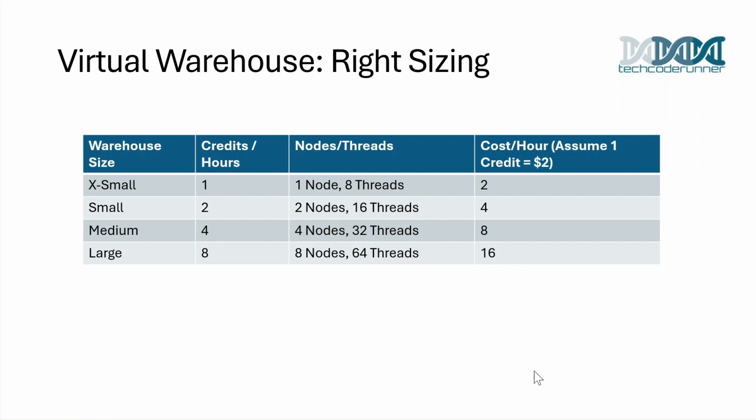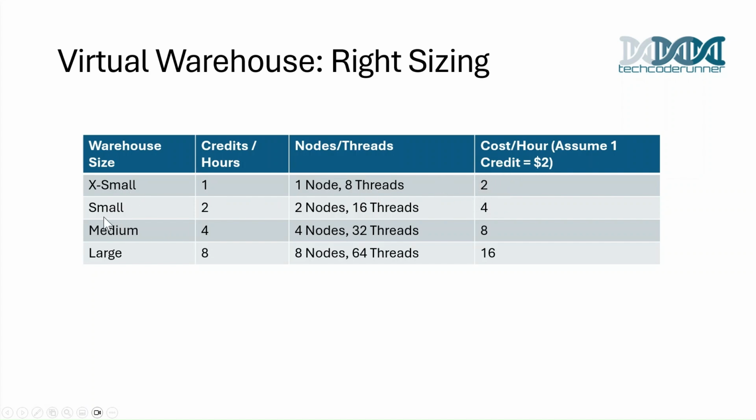Now let's consider the cost factor here. For an Extra Small warehouse, it provides you one node, eight threads, and one credit per hour. That means if it runs for an entire hour, it will use one credit. Let's assume one credit is equal to a dollar. Based on your Snowflake edition, the cost per credit is different. For simple calculation, I'll just use $2. So for an Extra Small warehouse running for 1 hour, it will charge you $2.